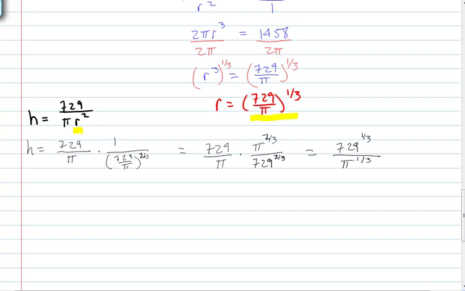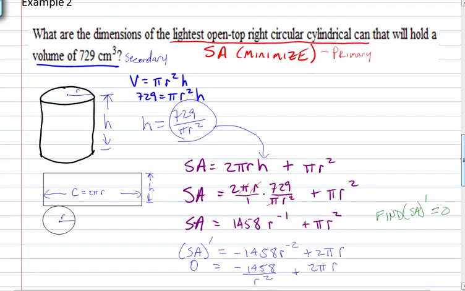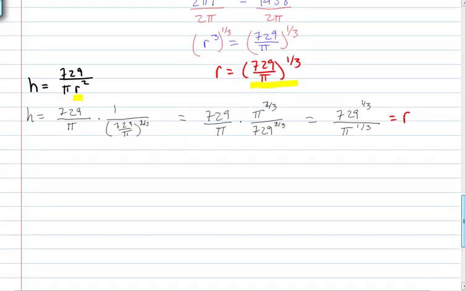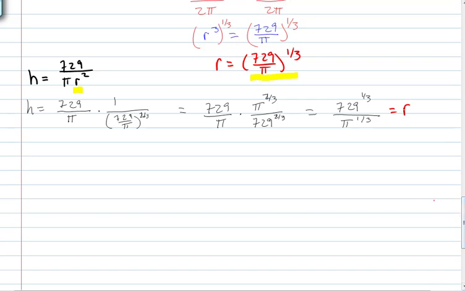Oh, isn't that equal to R? Yeah. Isn't it? Well, what do you know? H equals R. The height has to be equal to the radius. So, the way to get the lightest open-top right circular cylindrical can is to make the height equal to the radius.